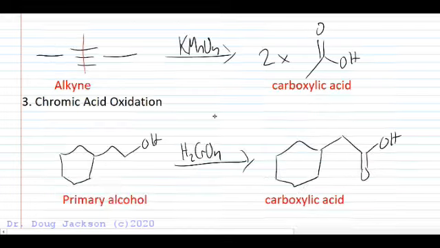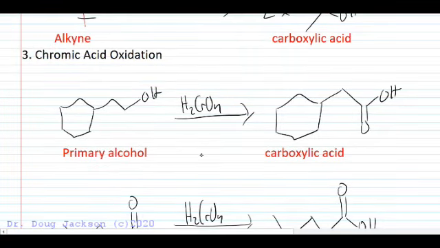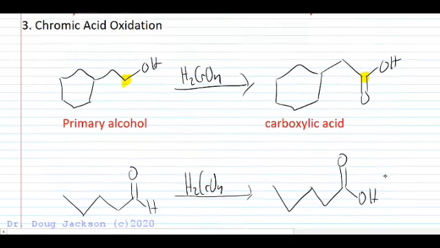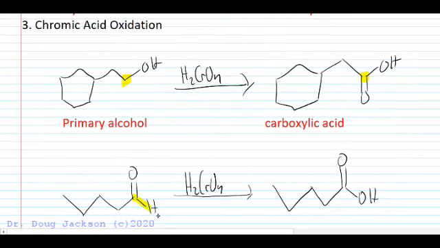Okay. Chromic acid oxidation is another way to get a carboxylic acid. We start with a primary alcohol, so right here, and that same carbon results in a carboxylic acid after chromic acid addition. Same thing goes for an aldehyde. So we have an aldehyde here, carbonyl with a hydrogen on the end. We get a carboxylic acid out here.